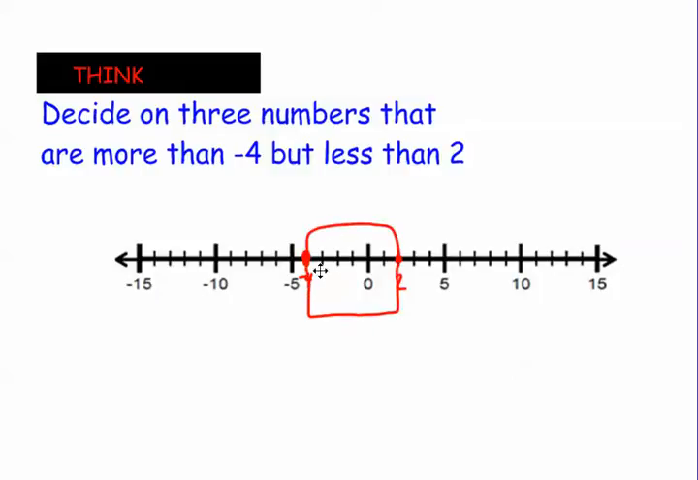So 3 numbers could be any of these. I could have -1, -2, -3. I could have +1. I could have 0. Any of those would work. Okay? So any of those would work. Okay? All right. So let's look.